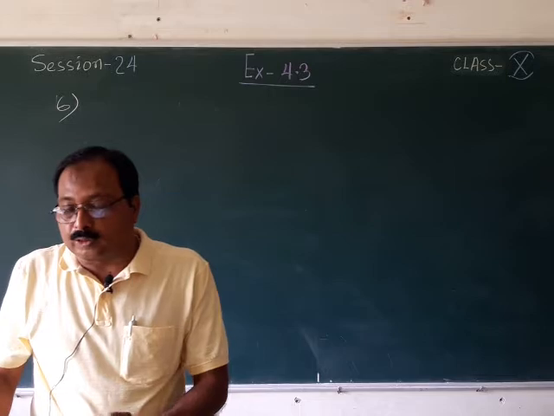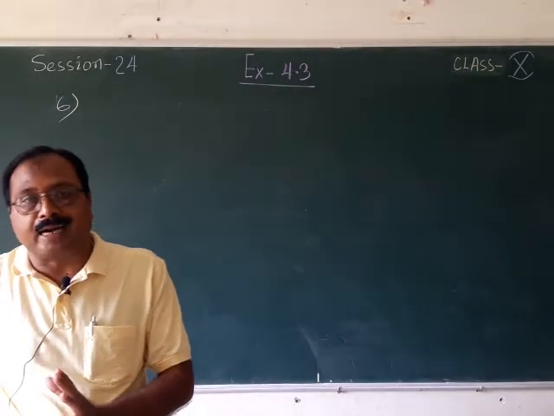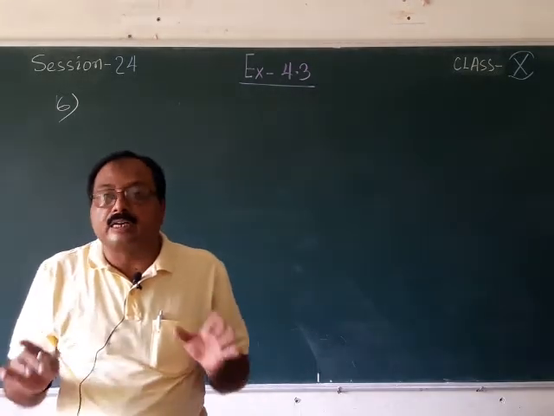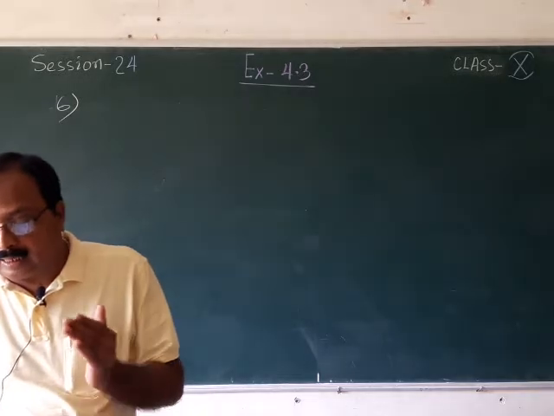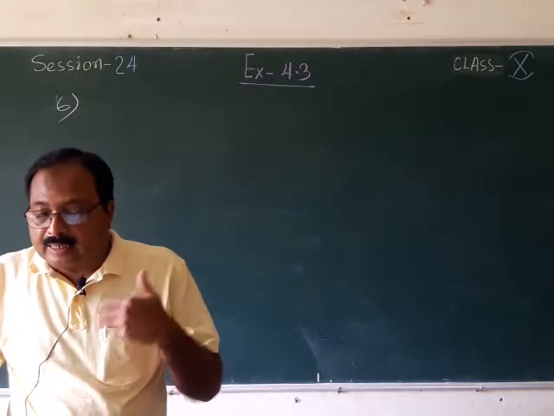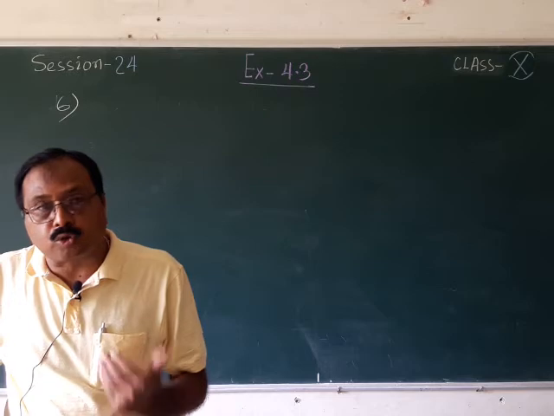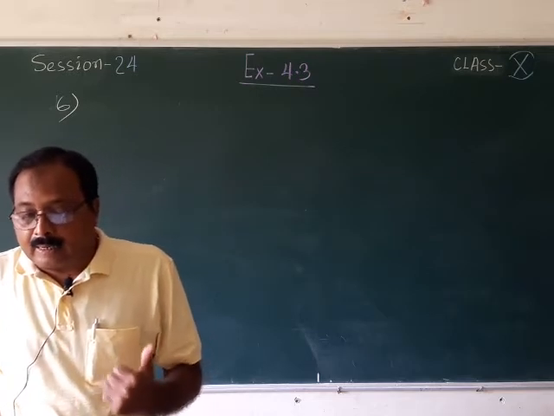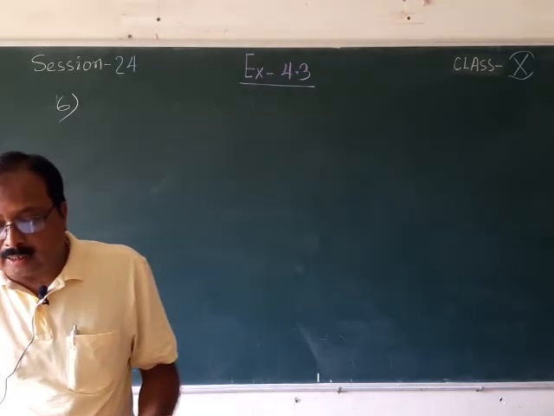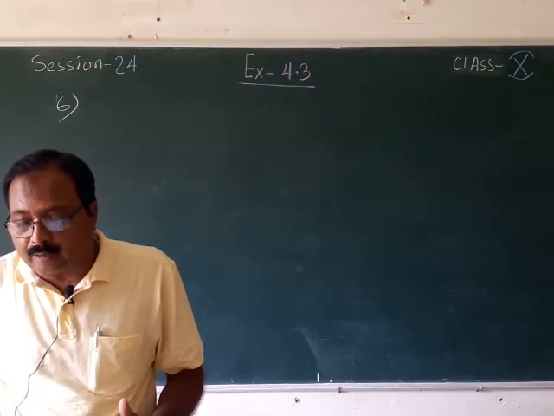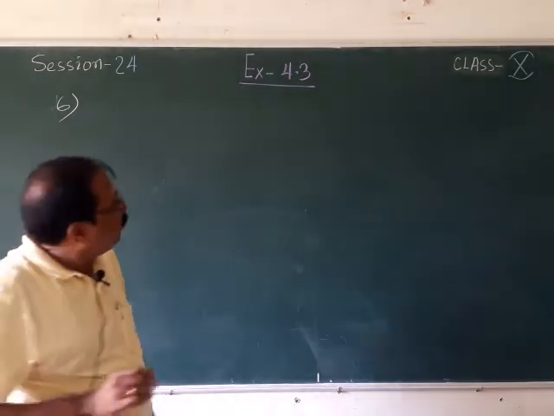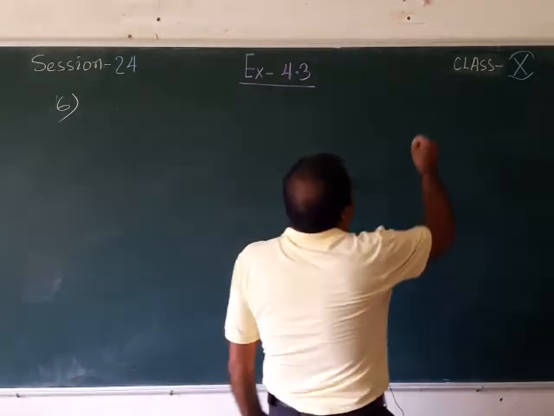What is given in this question? The diagonal of a rectangular field. That means you have a field in rectangular shape, and the diagonal is 60 meter more than the shorter side. And if the longer side is 30 meter more than the shorter side, find the sides of the field. So, let us understand this question like that.